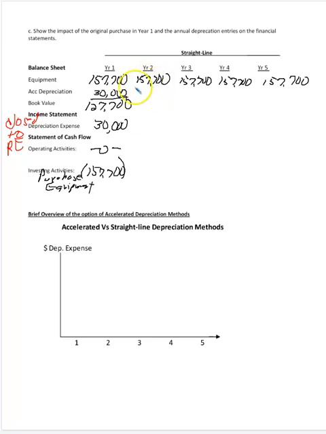So nothing happened to cost, but accumulated depreciation will grow to 60. 30,000 was in there at the end of last year. We just added another 30. So book value will go down to $97,700. We also recorded another $30,000 of depreciation expense, but we didn't have any cash out here in the second year. All we had was $30,000 of depreciation expense. We increased accumulated another $30,000. So it went from 30 to 60.